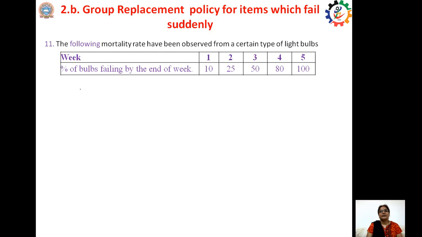Okay. But it is not during first month 10%, fine. During second month not 25. Till second month it is 25%. Till third month it is 50%. Means it is inclusive of failure that took place in the first month plus second month plus third month. Or it is 25 plus however many failed in the third month. In the percentage you have to add to get 50.